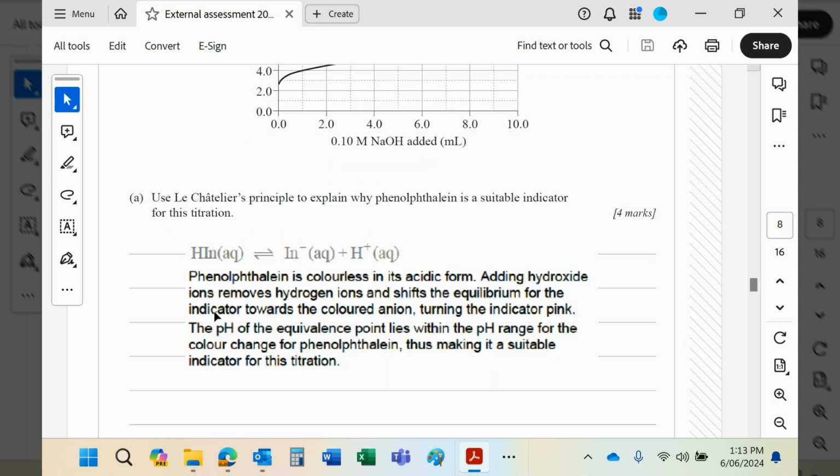So there's the equation for any random indicator. It's colorless there, and it's pink there. When you add the alkali, you've got to explain: you are removing hydrogen ions. Le Chatelier says that the system will oppose you by shifting to the right to replace them, and by shifting to the right, you're going to see the ion minus ion, which is pink in color.